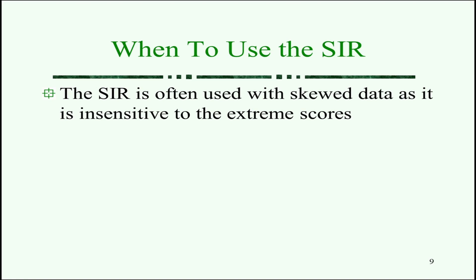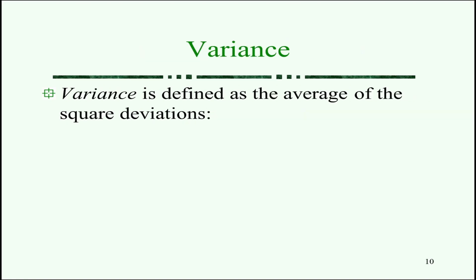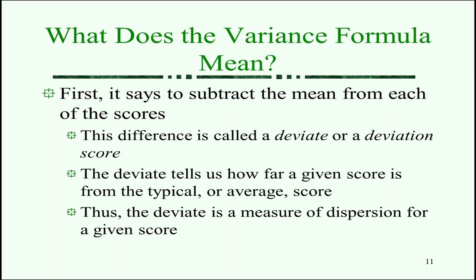Otherwise, we can just find out the mean value. The next type is variance. Variance is defined as the average of the squared deviations. What does the variance formula mean?